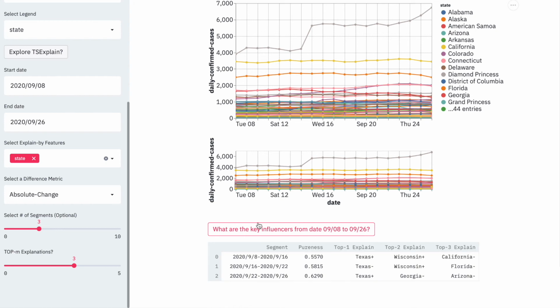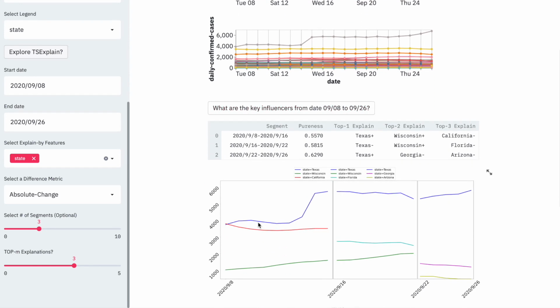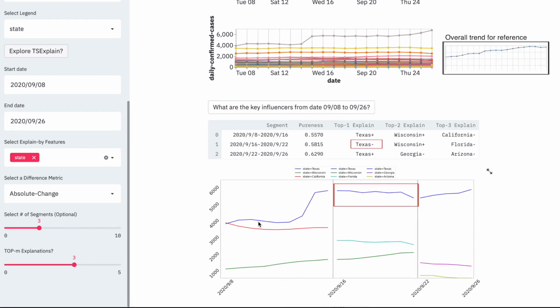This time, we still set the segment number as 3 for this short period, and we run TSExplain. We can see from September 16th to September 22nd, Texas confirmed cases is actually decreasing a little bit, which it doesn't catch before.